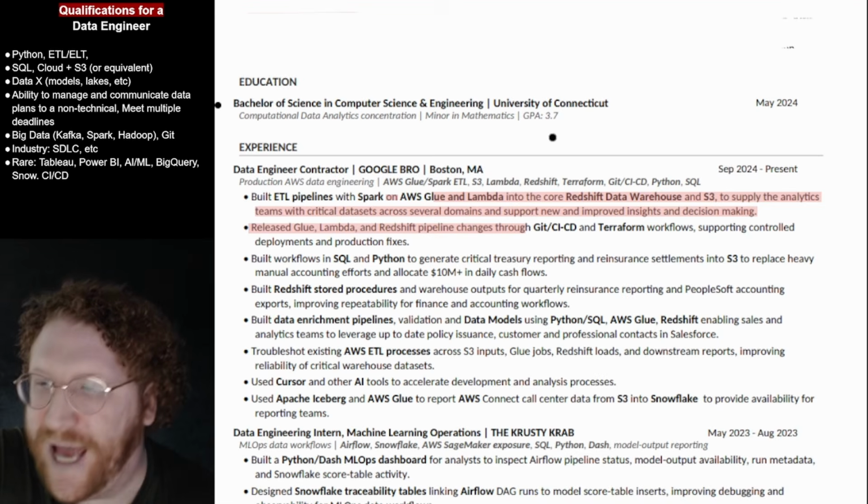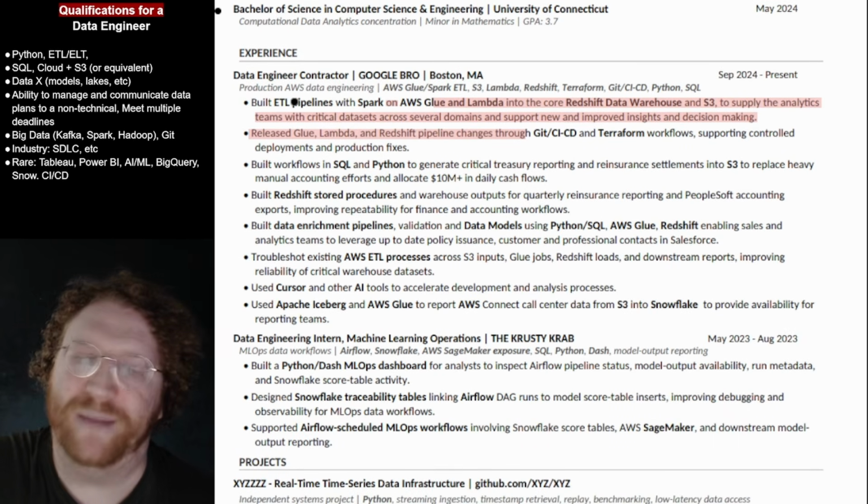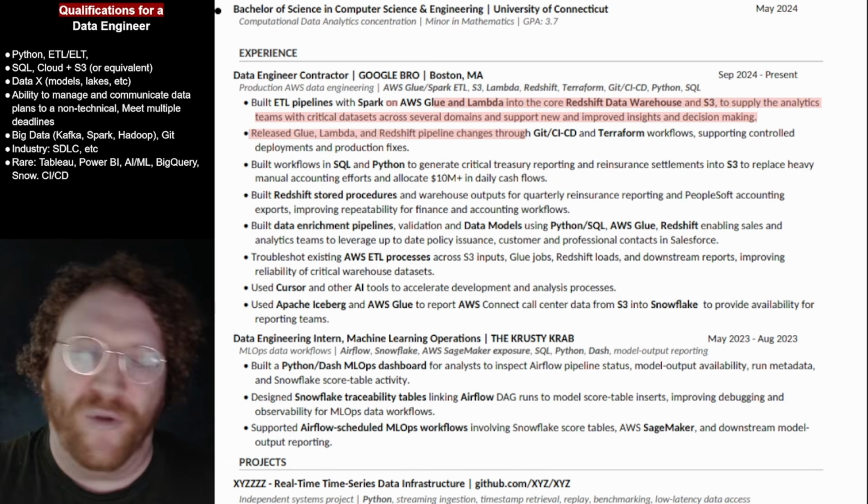So this doesn't count. Then we get down to here, and we have some good stuff, right? Like built ETL pipelines. Stop bolding it, though. Stop bolding everything in your resume. The bold makes it harder to read.